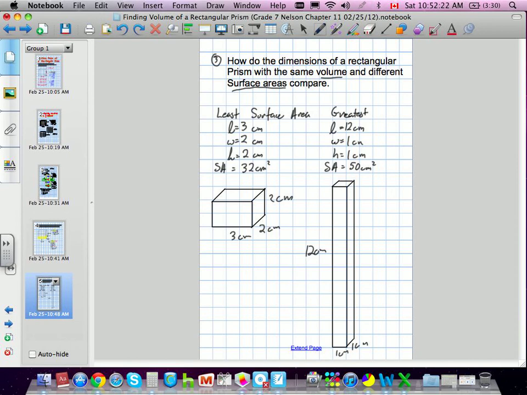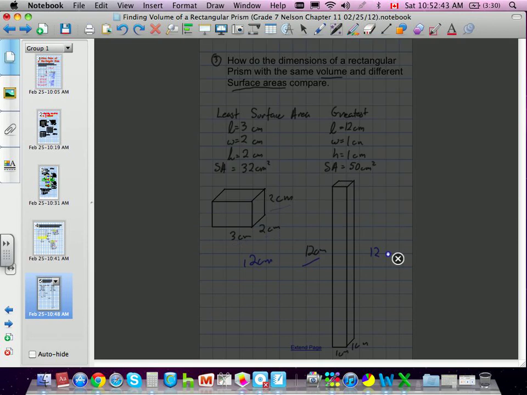Describe some of the things you see as different here. That one is smaller than that one. Yeah, we definitely know the surface area is smaller, but the volume's the same. Yeah, remember we discussed the volume is going to be the same between these. Because if we do 3 times 2 times 2, that gives us 12. And if we do 12 times 1 times 1, that gives us 12 centimeters cubed.